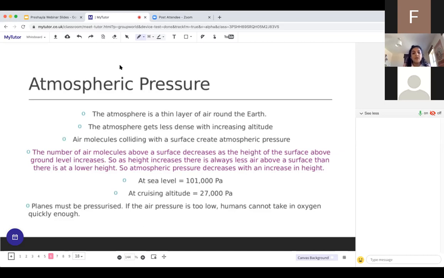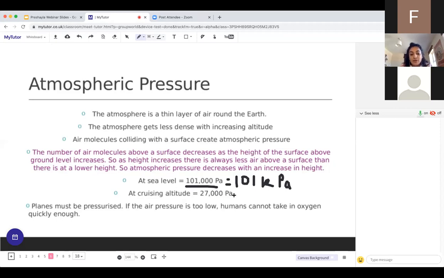Okay, so we need to know these two values here. At sea level, pressure is 101,000 pascals, sometimes written as 101 kilopascals. So remember, kilo just means 1,000 times 1,000 pascals. So sometimes it might be written as that.